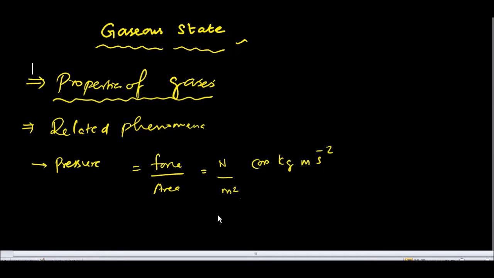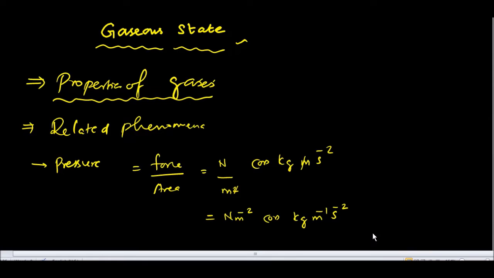meter square. So the unit of pressure will be Newton meter power minus 2, otherwise we can have kilogram meter power minus 1 second power minus 2, because this meter is cancelled with this meter square. So this is the unit of pressure.